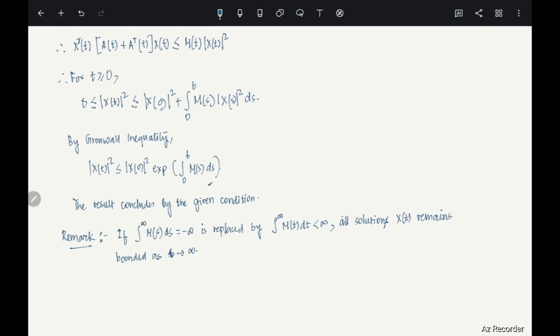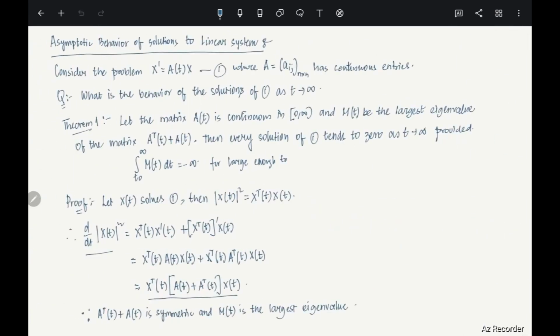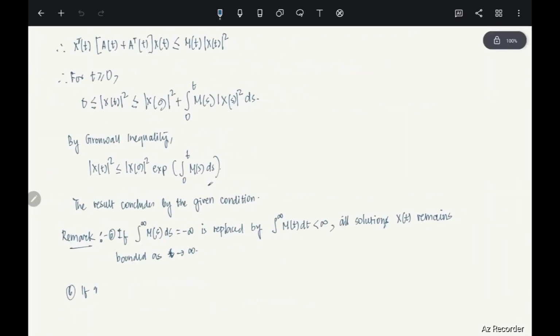We can also say more. Now part b of this remark, I want you to do it yourself. Please do this part. So the thing is, capital M(t) is the largest eigenvalue. Let small m(t) be the smallest eigenvalue of A(t) plus A transpose of t.